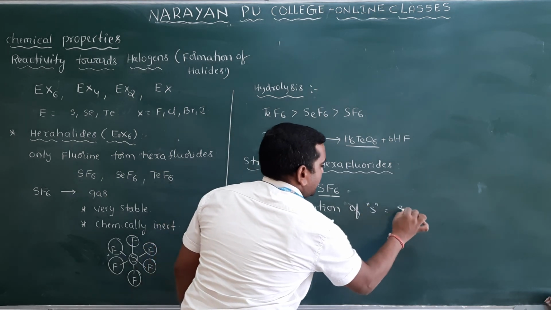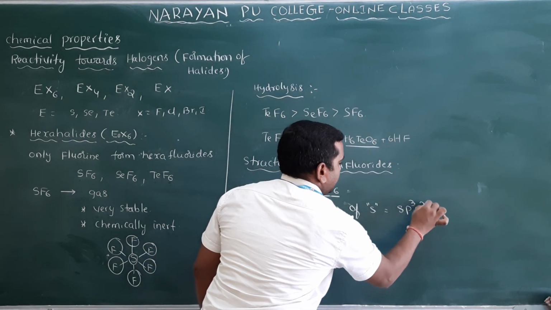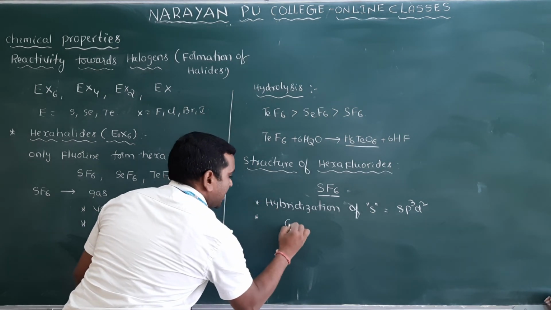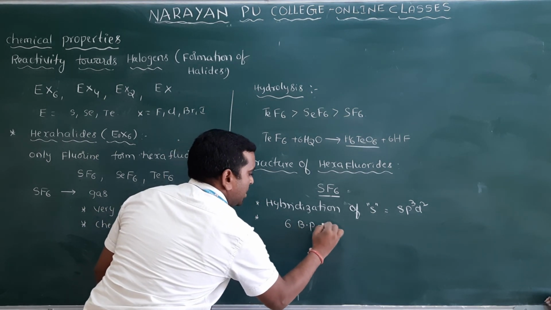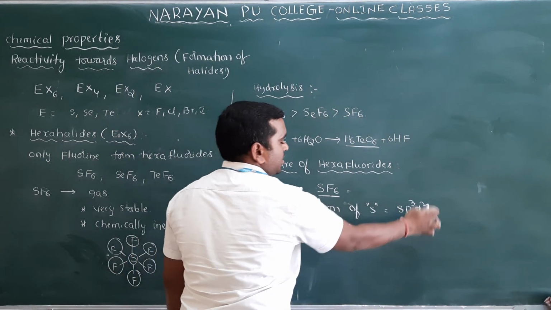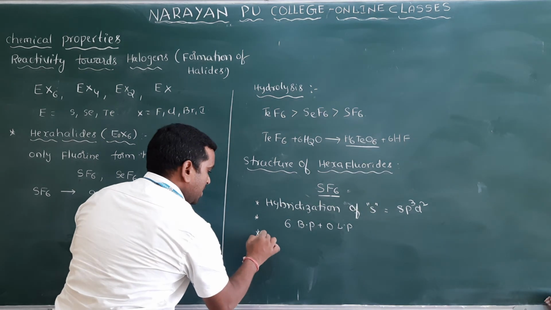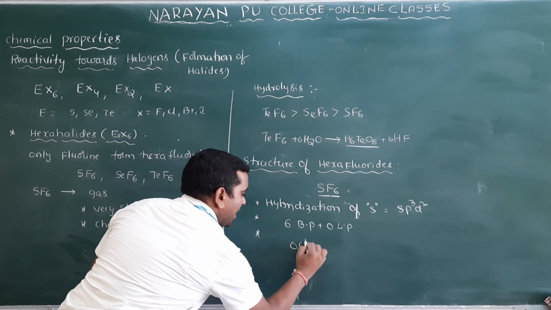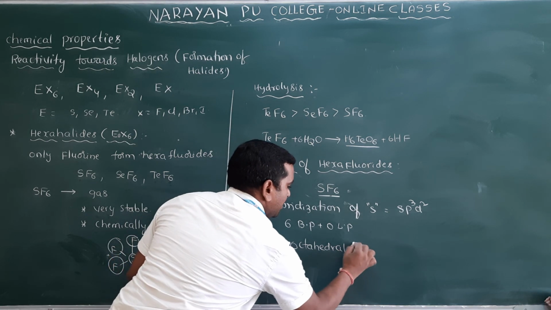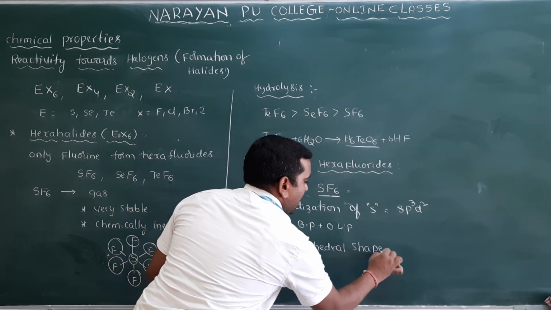It is sp3d2. Why? Because it will have how many bond pairs here? 6 bond pairs. Is there any lone pair? No lone pair. So 6 plus 0 is 6, and 6 means sp3d2. So what is the shape of the molecule? Octahedral. Octahedral shape. Clear?